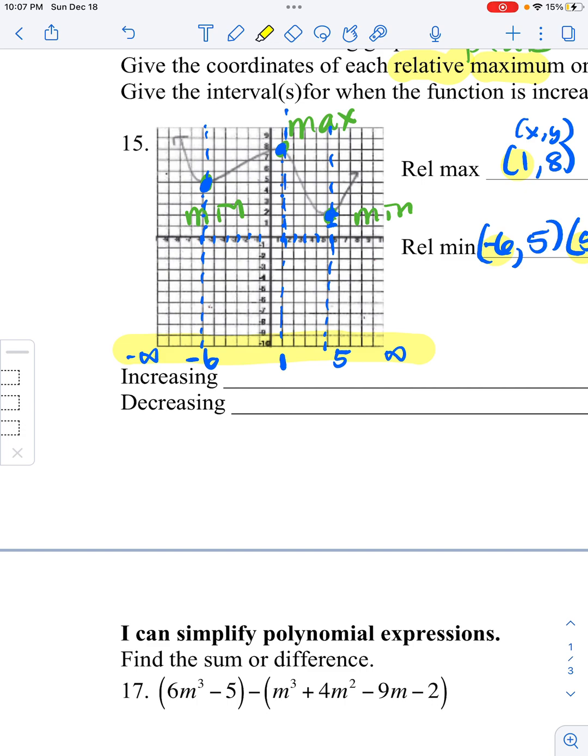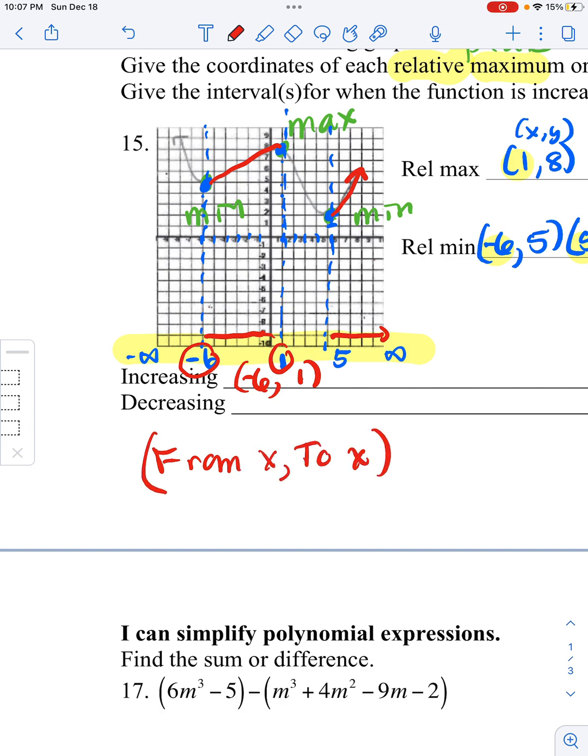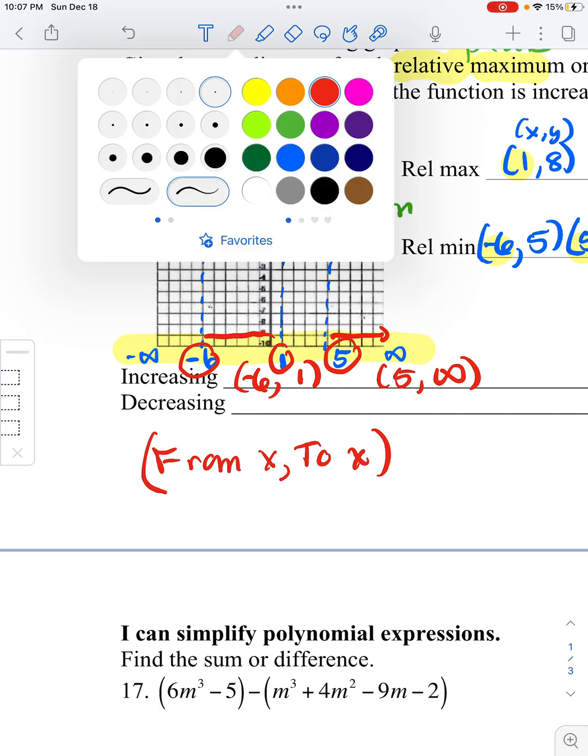Increasing is going uphill from left to right. So if you look at this graph, it's going up from here and it's going up over here forever. So those two regions are here and here forever. So that is, for increasing, from here, which is -6, to here, which is +1. So this is where you go, it's from this x to this other x. That's how you write this. Then the second part is increasing from 5 to forever. So I write infinity.